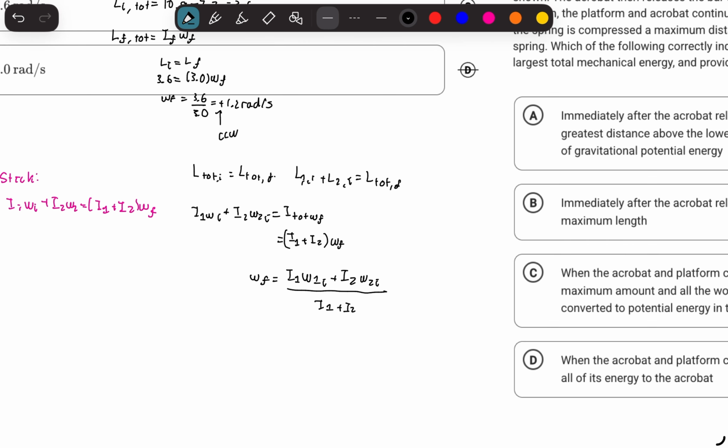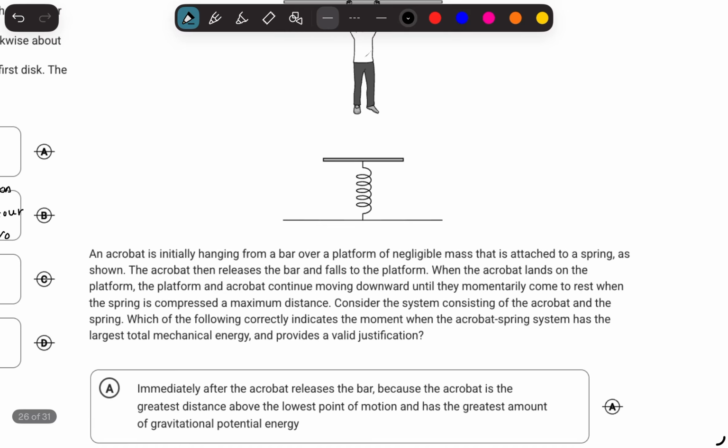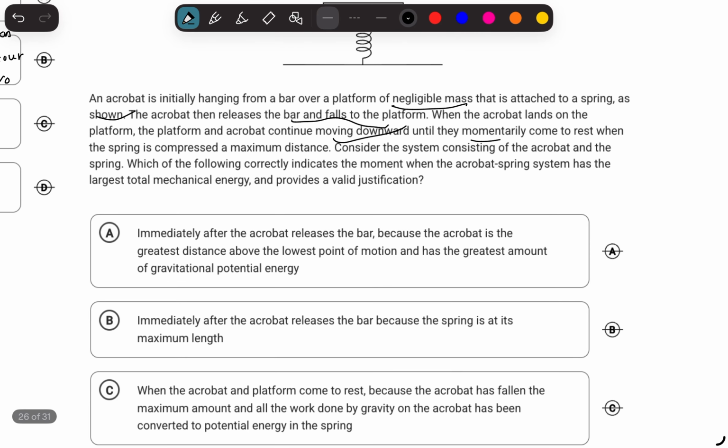So for our next problem, an acrobat is initially hanging from a bar over a platform of negligible mass attached to a spring as shown. The acrobat then releases the bar and falls to the platform. When the acrobat lands on the platform, the acrobat keeps moving until they momentarily come to rest. So we want something that is going to indicate when does this system have the largest mechanical energy and why.